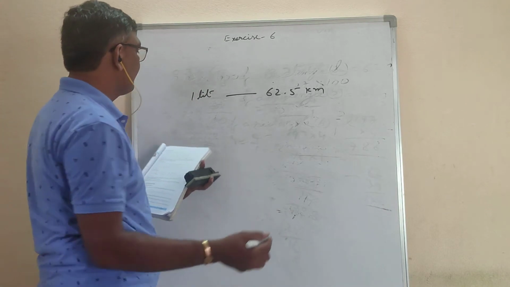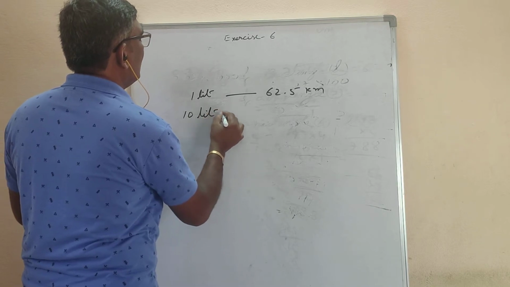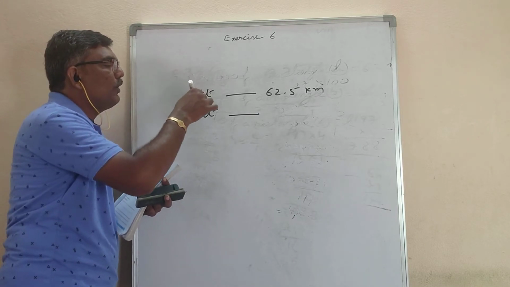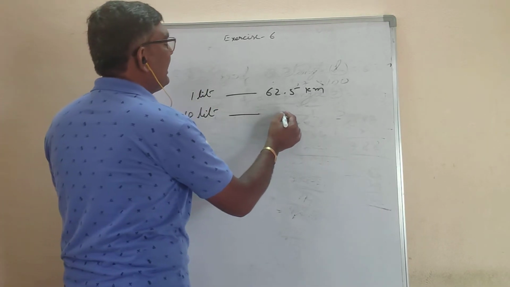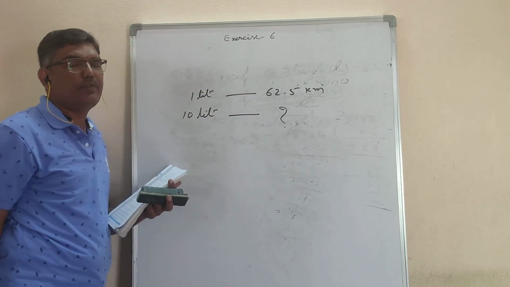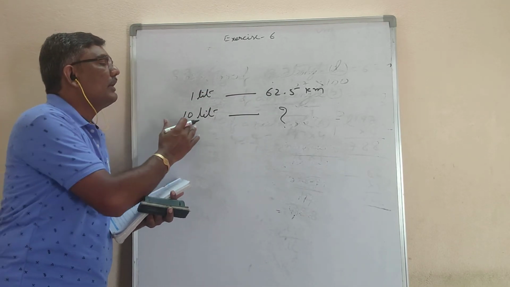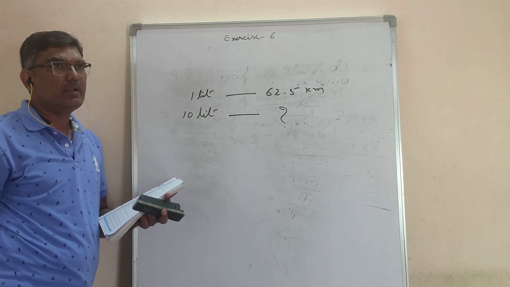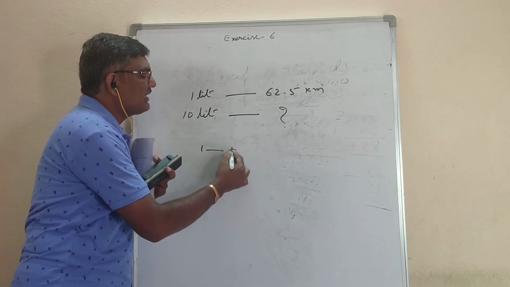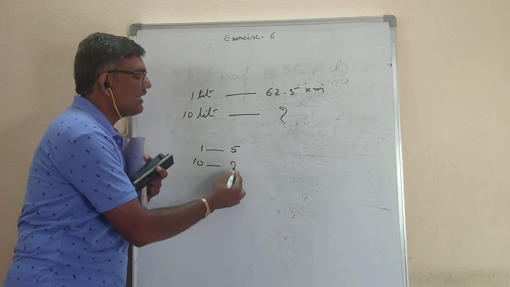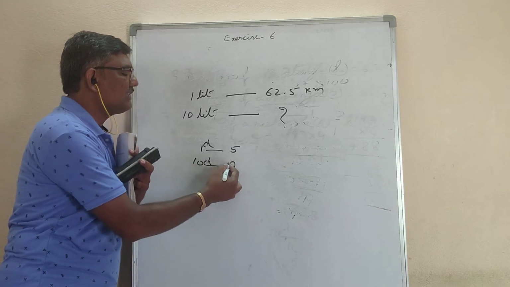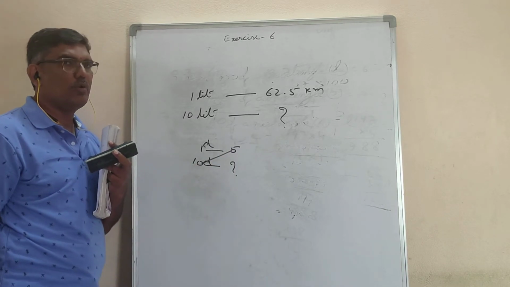Then 10 liters of petrol was poured in the bike. How many kilometers can it travel for 10 liters? For 1 liter, it can travel 62.5 kilometers. For 10 liters, how much distance can it travel? It is like a third class problem: 1 chocolate costs 5 rupees, 10 chocolates cost how much? What will you do? 10 into 5. You will multiply these two.